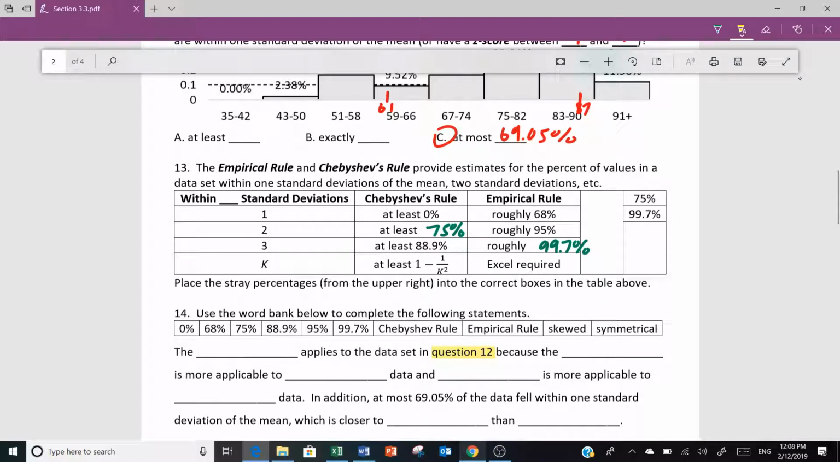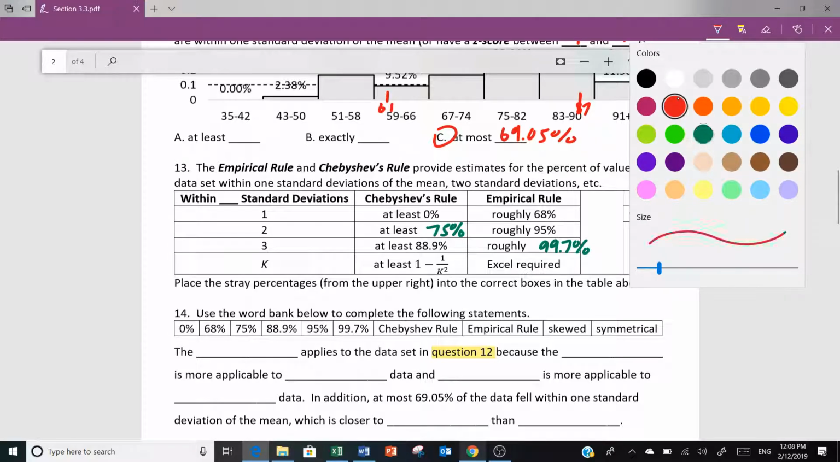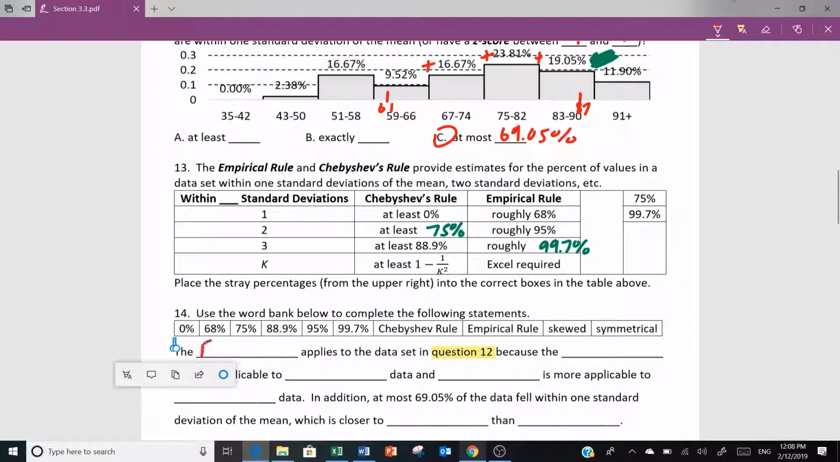Okay, let's start filling in some of these blanks. How many of us went with the empirical rule for this one? Okay, it looks like most of us are nodding our heads for empirical rule. That's correct. Let's fill in the last sentence first. I think it's easier. So this is the empirical rule.